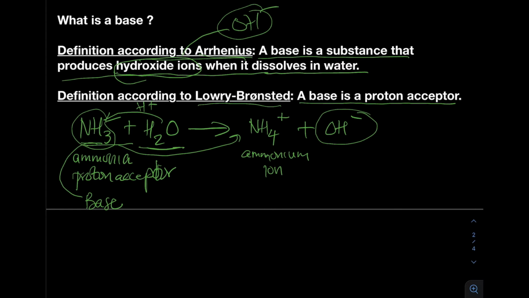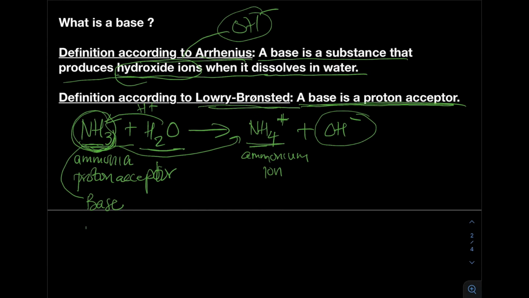And according to the Lowry and Bronsted definition, a substance that accepts a proton is a base. We have witnessed that the ammonia has accepted the proton. Because it was NH3, now it's NH4 plus. That means it accepted the proton.